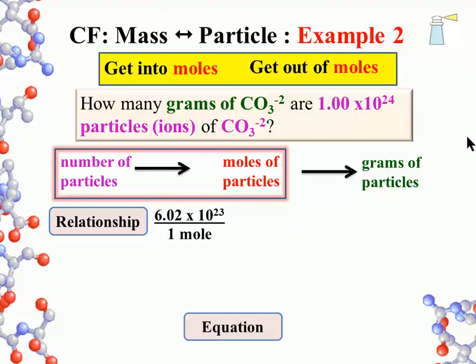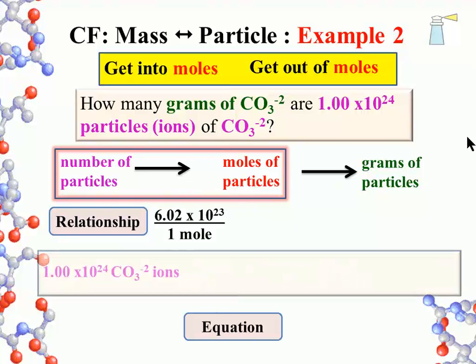Return to the question and write down the outline of the equation of the specific conversion. The number of particles is on the left-hand side and the number of moles is on the right. It may be tempting to write grams of particles as the desired unit, but this is a multiple part conversion problem and getting grams is not the current focus.